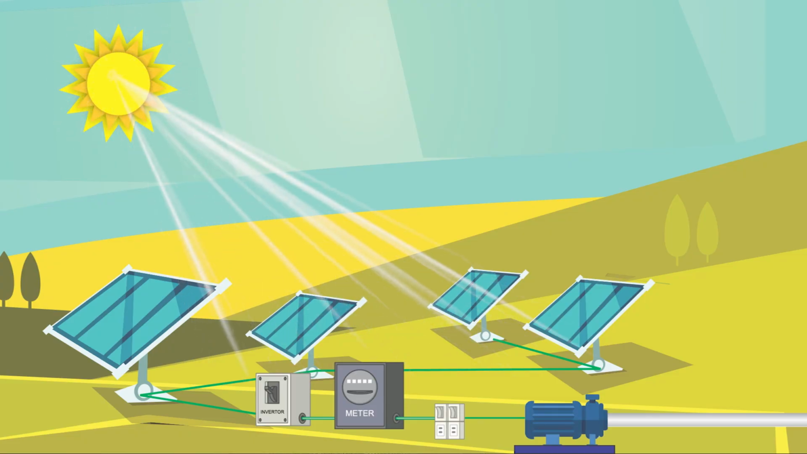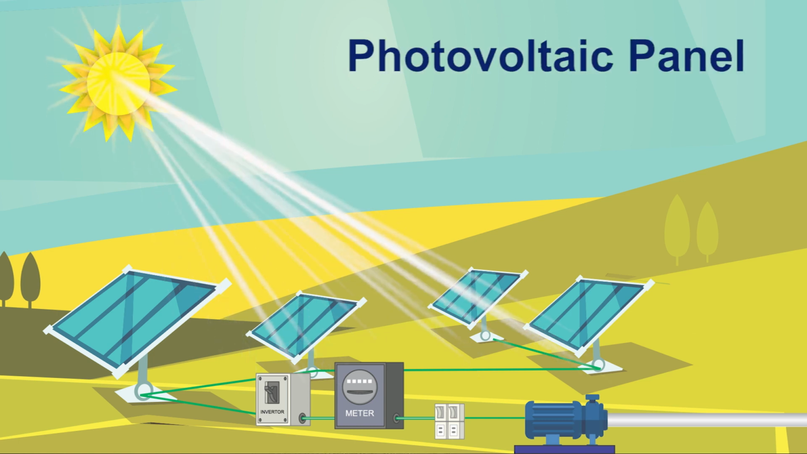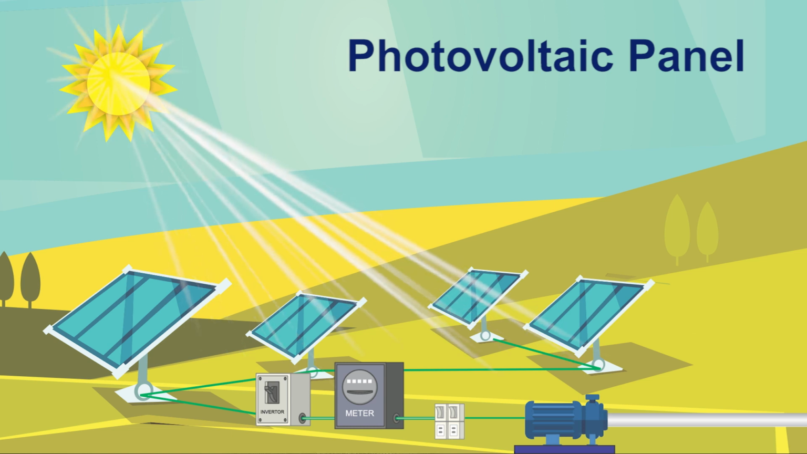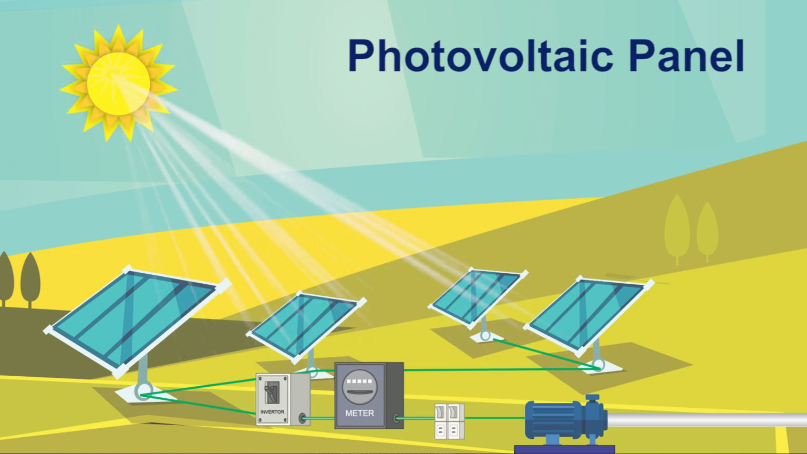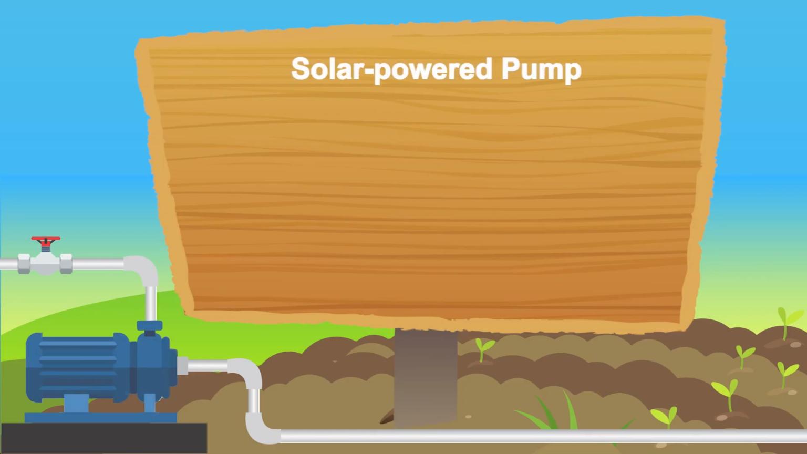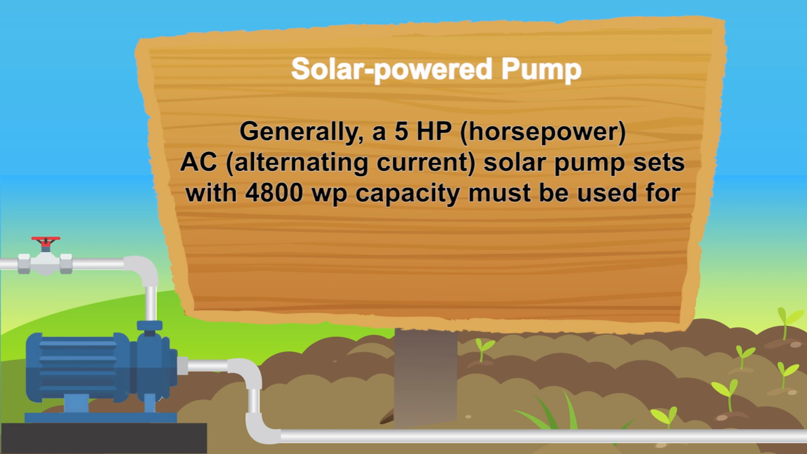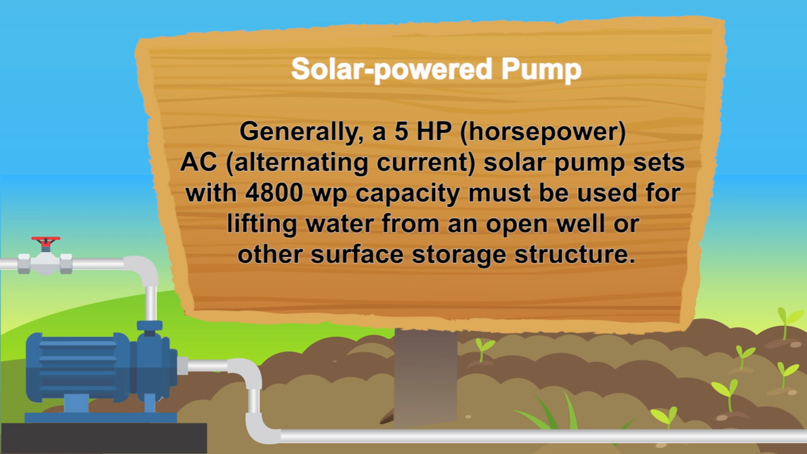Solar powered pump. A solar powered pump runs on electricity generated by photovoltaic panels which collect thermal energy. It is later converted into electrical energy for pump operation. Generally, a 5 horsepower alternating current solar pump set with 4800 Wp capacity must be used for lifting the water from an open well or other surface storage structure. We should promote solar pumps.